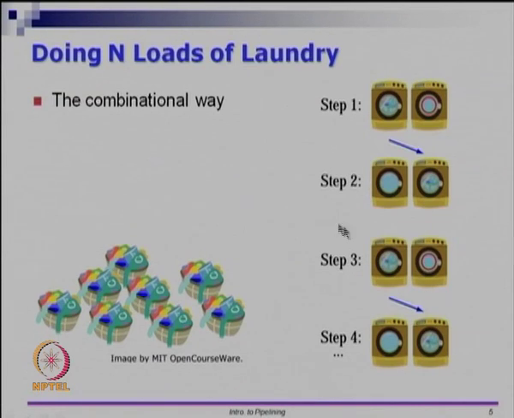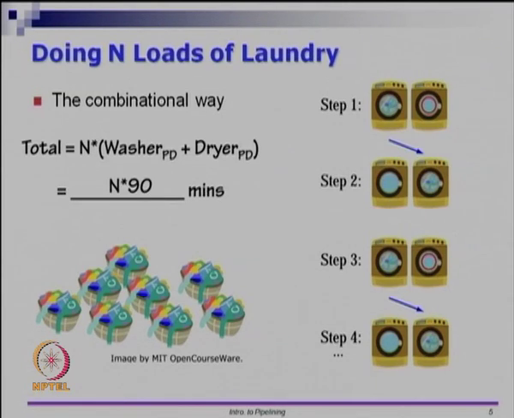Then in the 90th minute I will take the second load, put it in the washer, that will take 30 minutes. So, 120 minutes overall, plus another 60 minutes to dry the second load. So, in 180 minutes I will finish 2 loads. So, if I want to finish n loads, then I will take n into 90 minutes. So, the combinational way of doing it, each wash and dry cycle takes 90 minutes, and I have n of these loads. So, overall I will require n into 90 minutes.